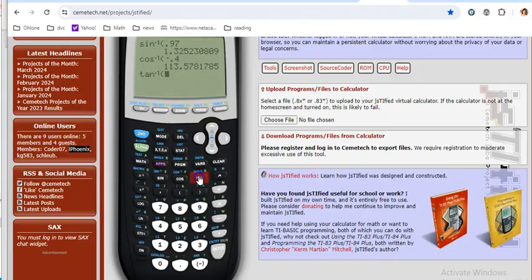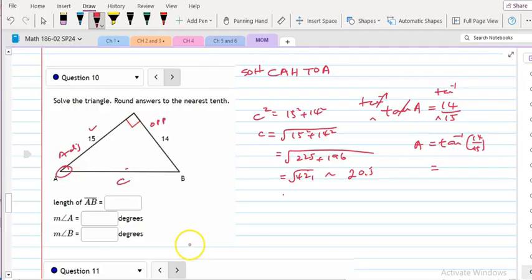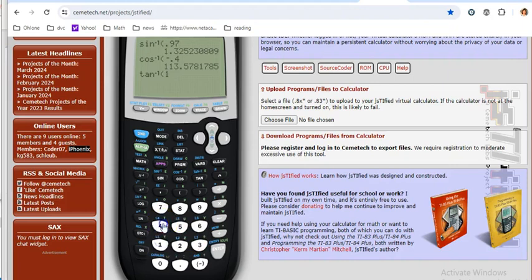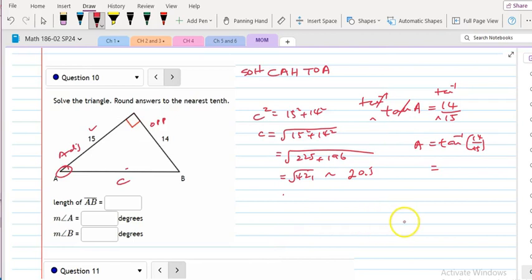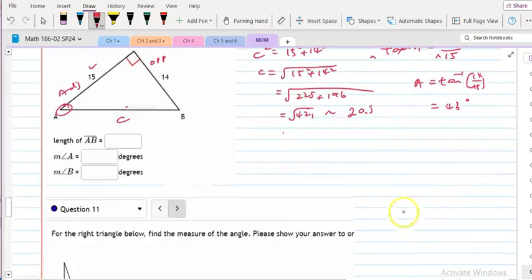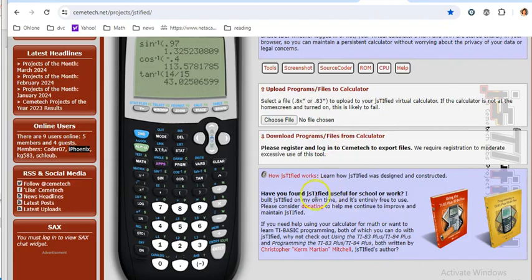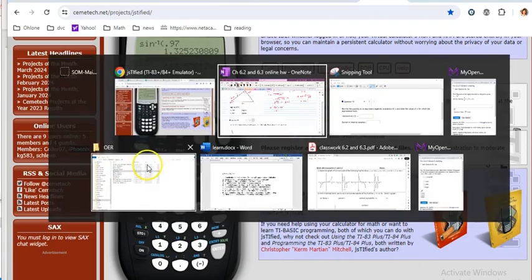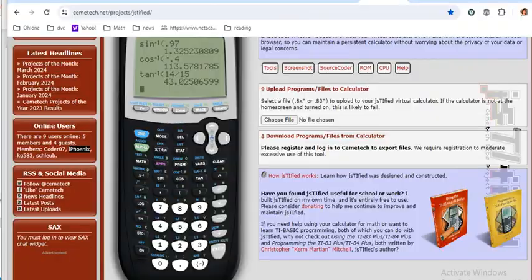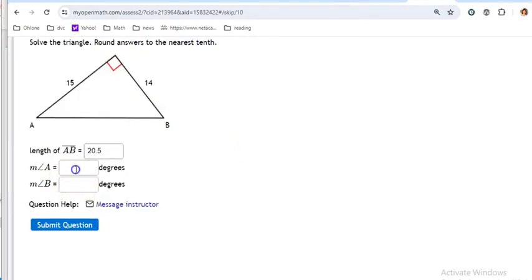Second, tangent is arctangent, 14 over 15, is it? 14 over 15, 43 degrees. And then for B, we would just do 90 degrees minus 43 degrees, so that is 47 degrees. Okay. So 43 and 47.